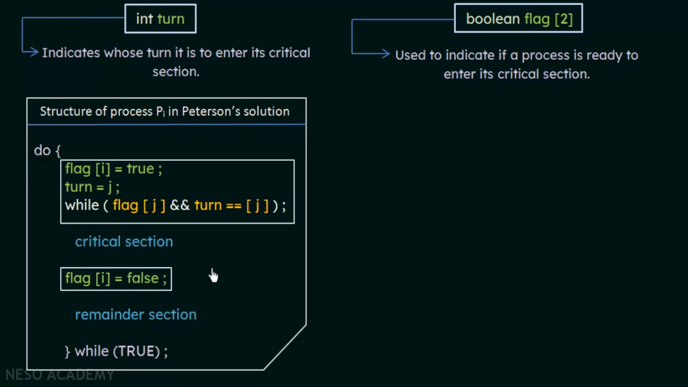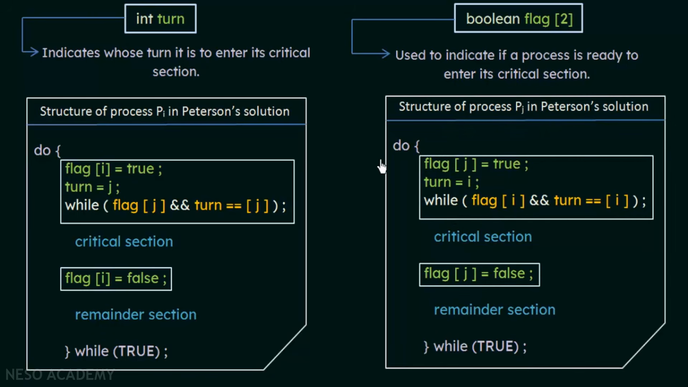Alright, so this may be a little bit confusing, but it will become clear when we take the structure of process Pj as well. Here we have the structure of process Pj, which is almost similar to this except for the variables that are changed. If process Pj wants to enter its critical section, it sets its flag equal to true. Again, process Pj will try to be humble and set the turn equal to i. It is saying that I want to enter the critical section, but if Pi also wants to enter, let me give the turn to Pi. So the turn is set to i.